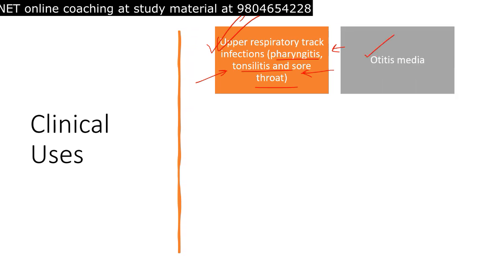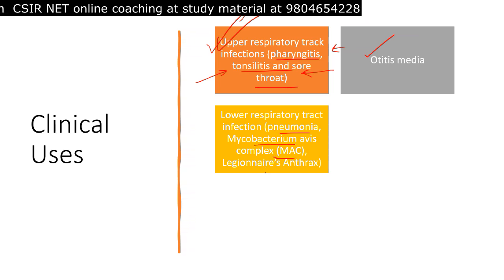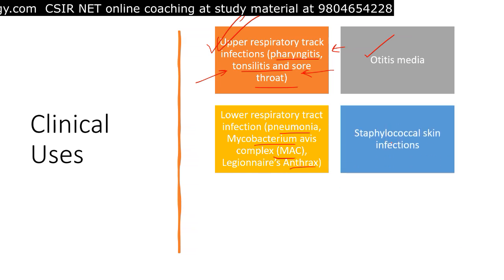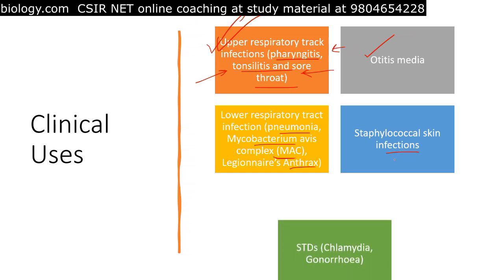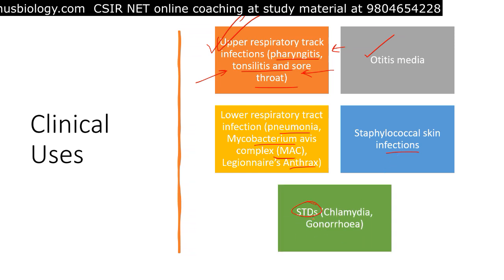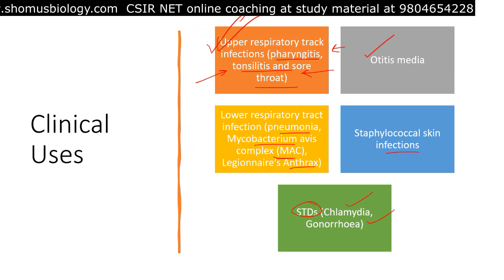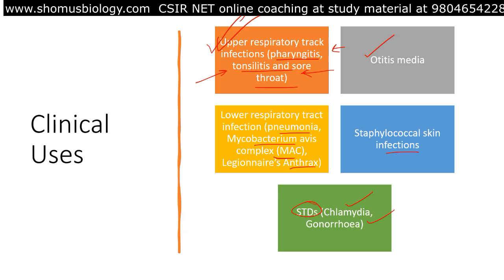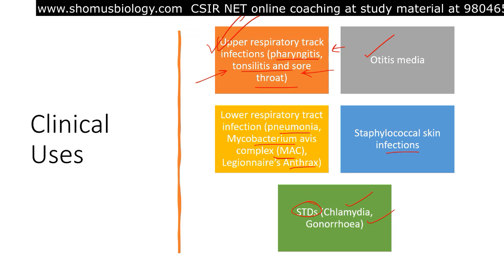It is also used in otitis media. It is also used in lower respiratory tract infections like pneumonia, Mycobacterium avium complex, MAC, and anthrax, for example. Staphylococcus skin infection is something against which we can use azithromycin. And in some sexually transmitted diseases like chlamydia and gonorrhea, we can also use azithromycin. Basically, in chlamydia and gonorrhea, multi-drug treatment therapies are prescribed, so azithromycin can be used as one of the drugs in that multi-drug therapy.